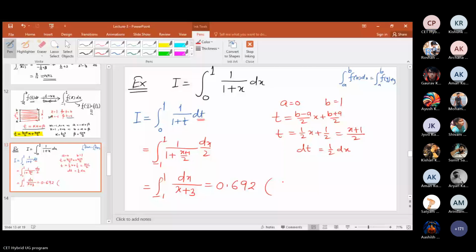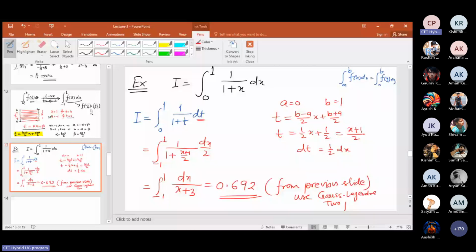From the previous slide, I don't need to do it again, right? Previous slide से हमने क्या किया है, using Gauss-Legendre 2 point. You can apply Gauss-Legendre 2 point because the limits are from -1 to 1. Therefore, you can apply Gauss-Legendre 2 point method. So from the previous slide, we have got this answer. Is that okay?